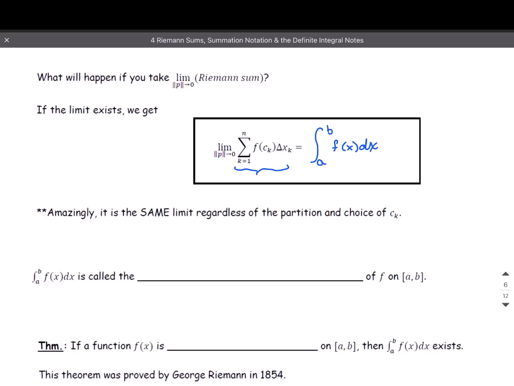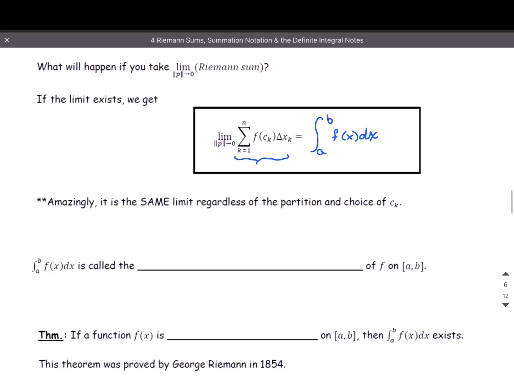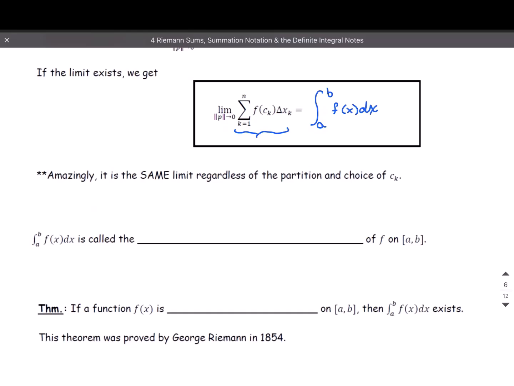And it's amazing because you get the same limit regardless of what partition you use and what values of x you use to find the height. It does not matter. Now, this integral from a to b of f of x dx is called the definite integral. It's a definite integral because it has numbers where the a and the b are. If there's no numbers there, then it would be the indefinite integral, okay?